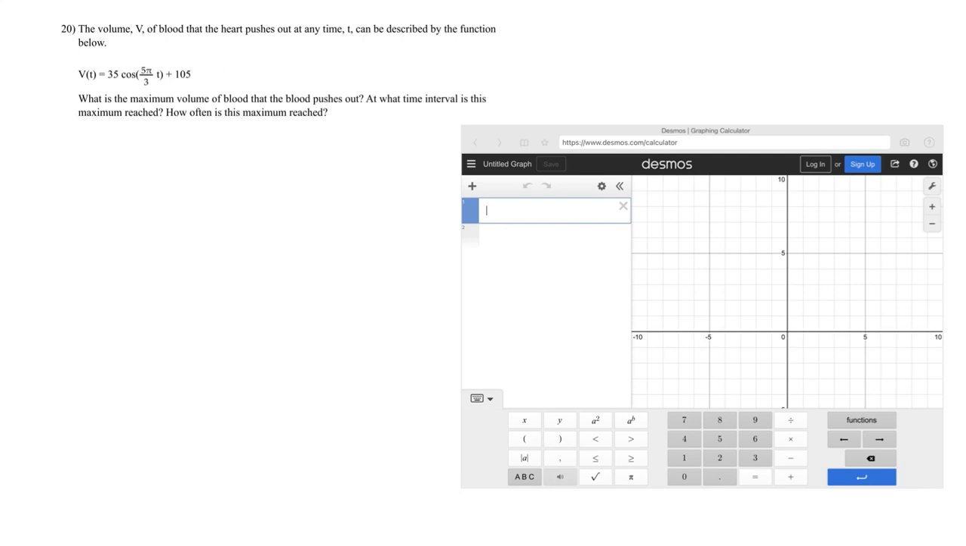Okay, here's the last two questions on the review exam that deal with trig functions and transformations and modeling. The first one says the volume of blood can be described by that function. And they say, what's the maximum volume of blood that the blood pushes out? We could use a combination of both the vertical translation and the amplitude to figure out how high it'll go.